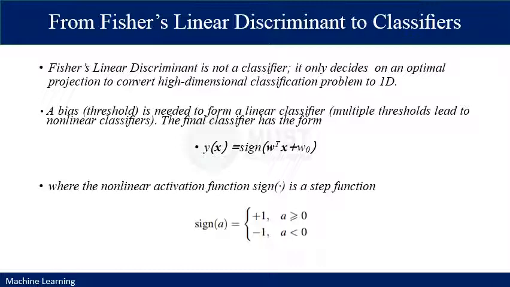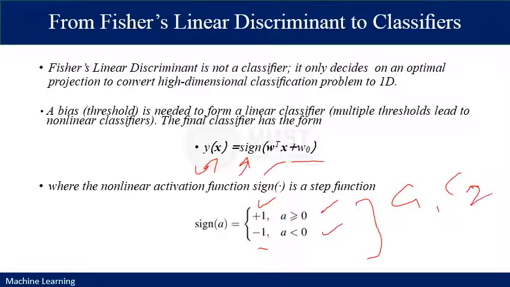Therefore, the final classifier has a similar form, y(x) = sign(w^T x + w0), where the nonlinear activation function sign(·) is a step function which is equal to 1 when our probability is greater than 0 and minus 1 when it is less than 0. So in this case it will distinguish class 1 from class 2 probabilities.